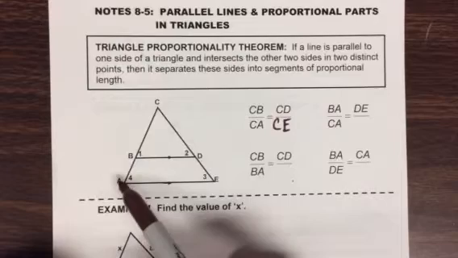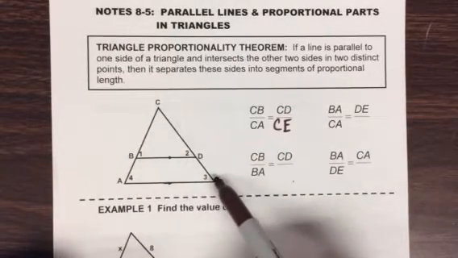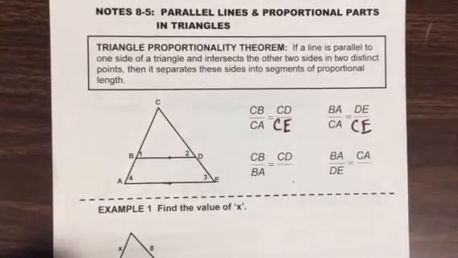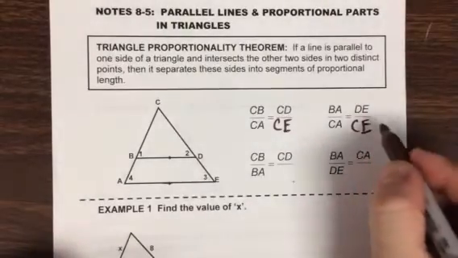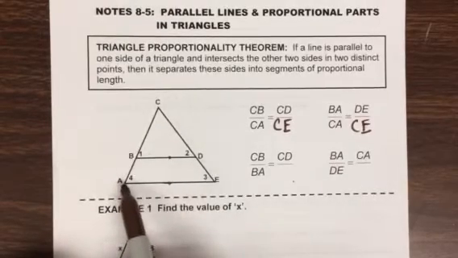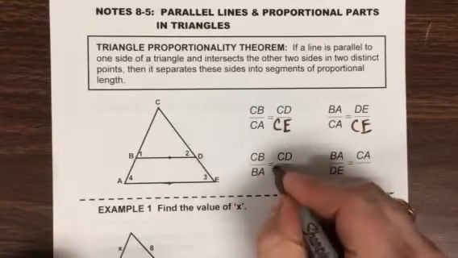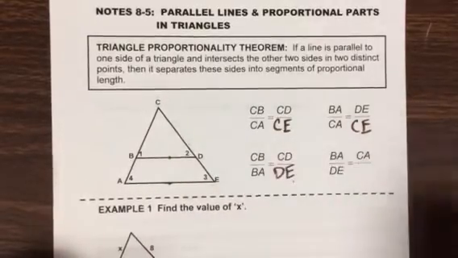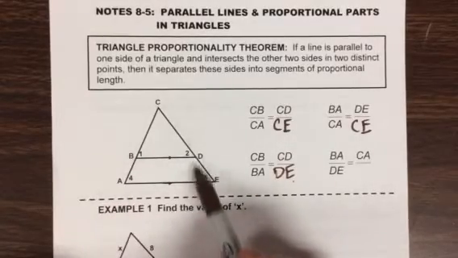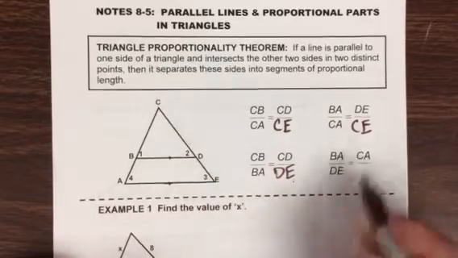Likewise, BA to CA is proportional to DE to CE. And then looking down below, CB to BA is proportional to CD to DE. And then the last one, BA to DE is proportional to CA to CE.